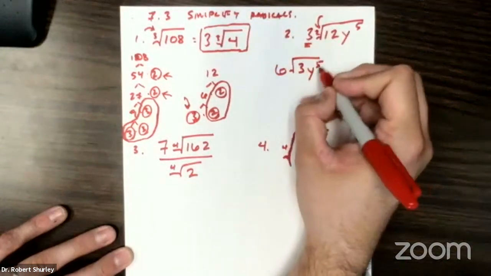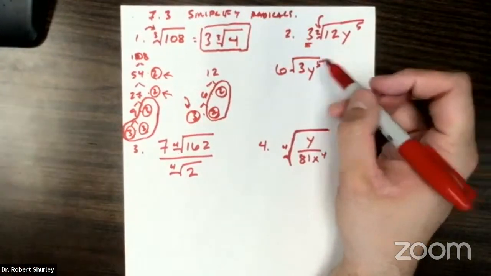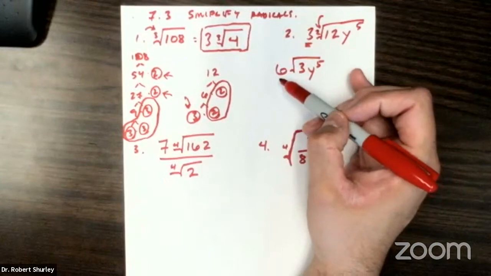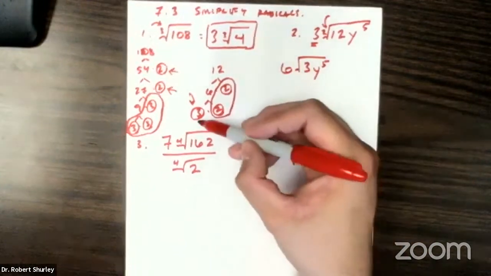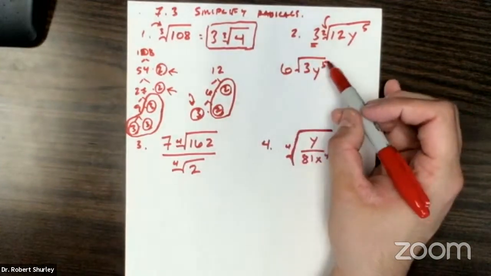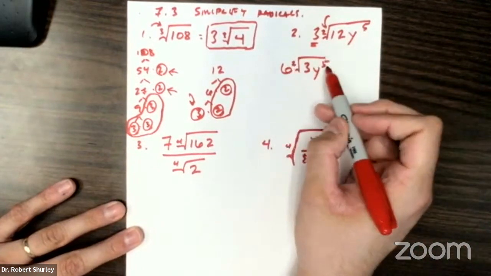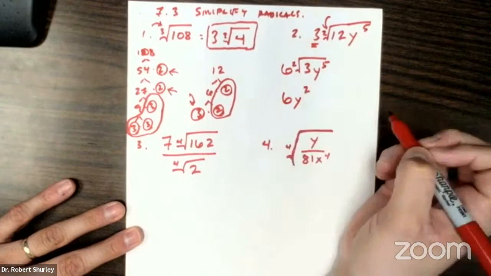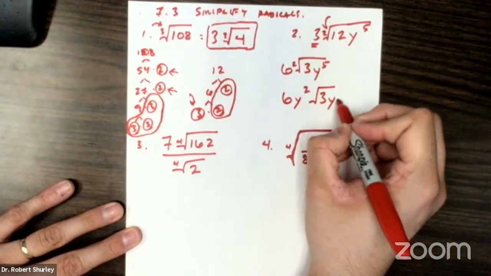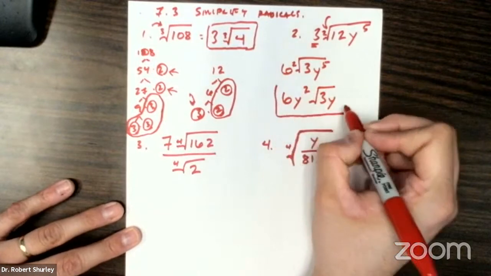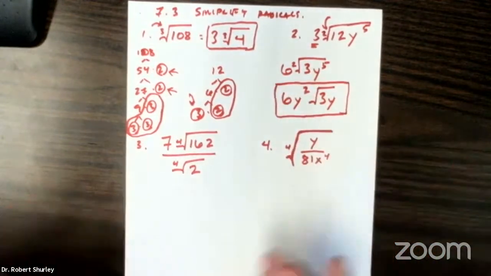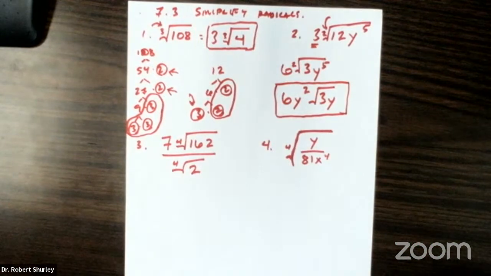Now we're going to have to handle the variable, but just with the numbers, when we take the 2 out, it's going to multiply by the 3, so it gives us a 6. We've got the 3 left over, so it stays underneath, and y to the 5th, right? So now we have to deal with the y. Remember, it's a square root, so how many times does 2 go into 5? 2 times, right? And we're going to have 1 remainder. So 6y squared, square root of 3y. Any questions, comments, or concerns on that one? Especially if I did something wrong, let me know.